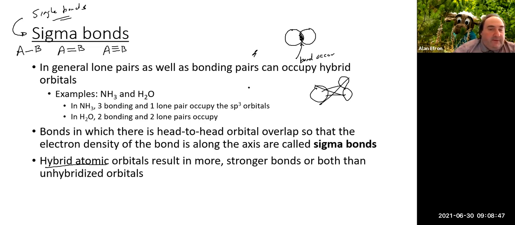So for example, if we look at a couple of things that we just talked about, what could we describe as a sigma bond? Well, we could describe, for example, methane that we just talked about.